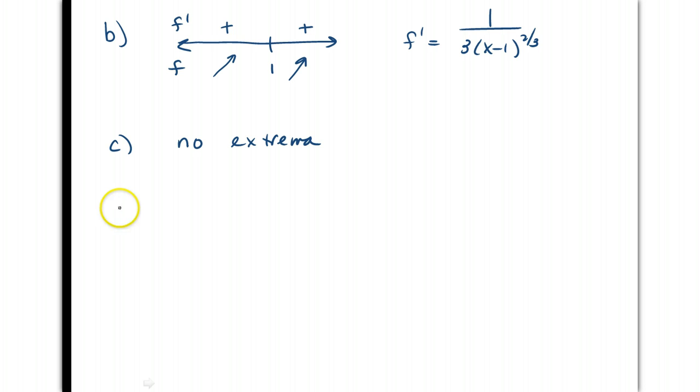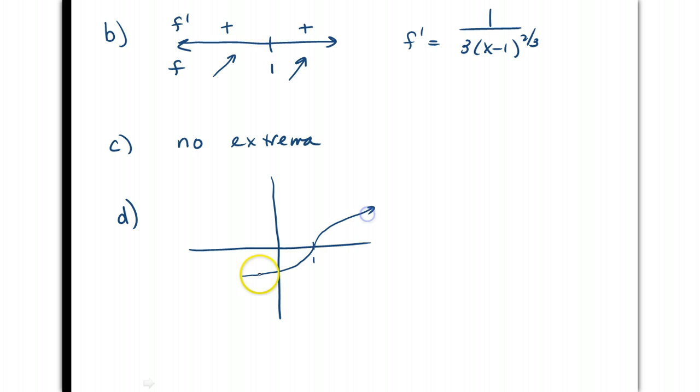Let's confirm that on the calculator. If you go ahead and put it in your calculator, probably a Zoom 4, a Zoom 6, one or the other. Probably Zoom 4 would be best. Looks something like that. F prime does not exist at x equals 1 because there's a vertical tangent there, and vertical lines do not have a defined slope. Their slope is undefined.